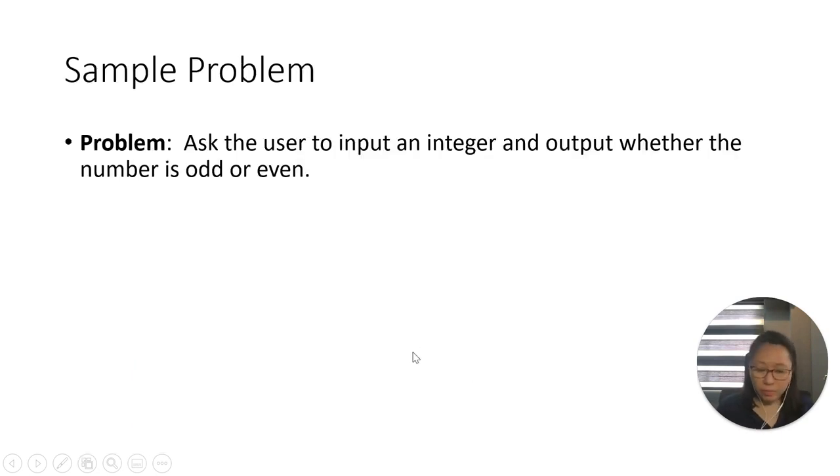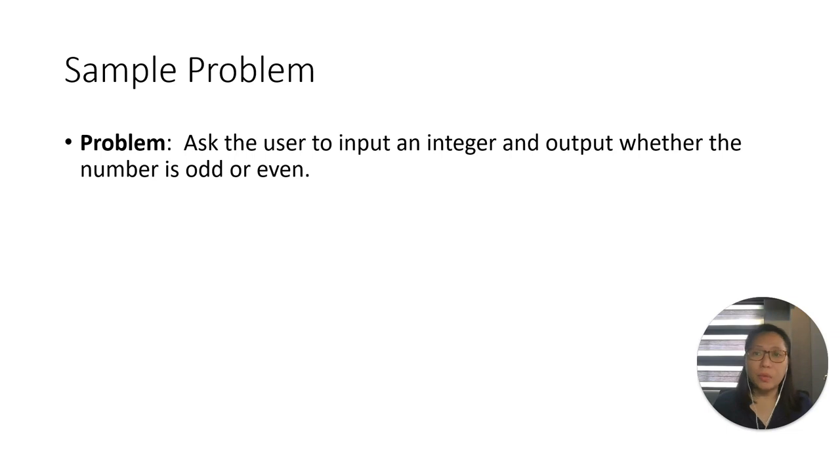So let's try a sample problem. Ask the user to input an integer and output whether the number is odd or even. Well, how do we know that an integer is odd or even? An integer is even if it's divisible by 2, right?